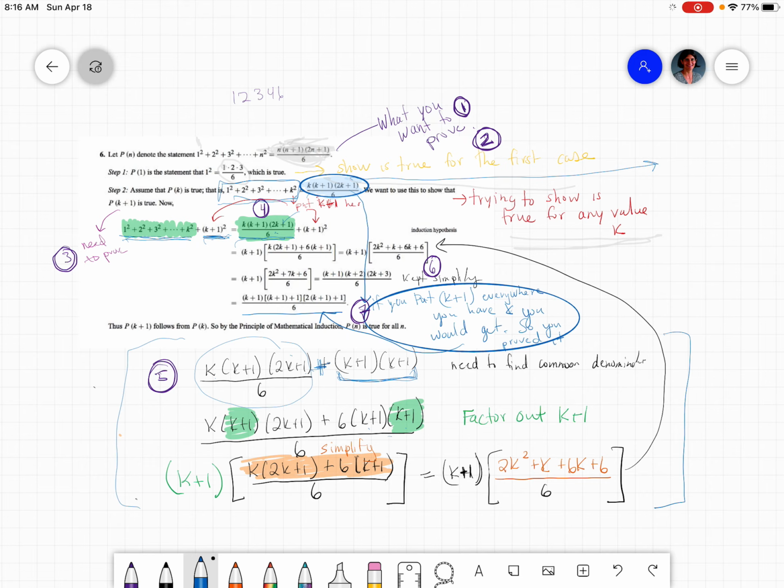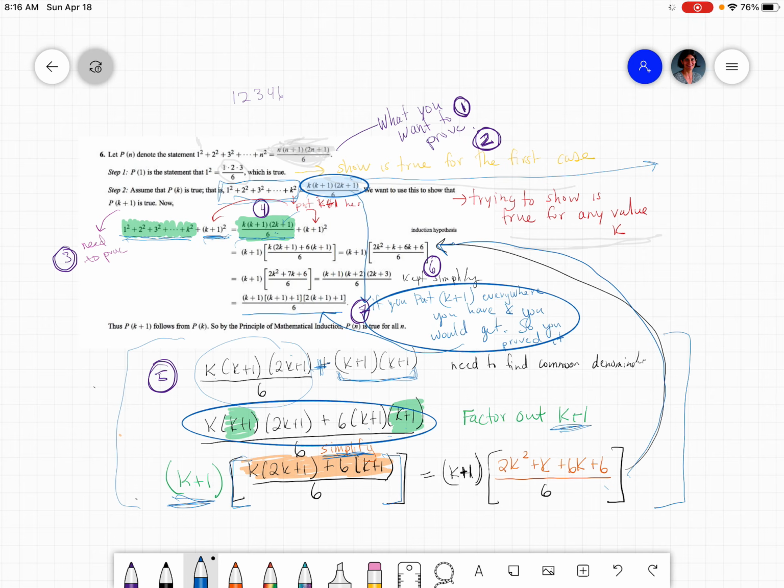And now I can ask, can I do something with this whole numerator? Yes, I can, because there's a k plus 1 twice. So I'm going to factor that part out and put it in front. That leaves me with this expression, which I can simplify: k times 2k, k times 1. That's how they got this part up here.